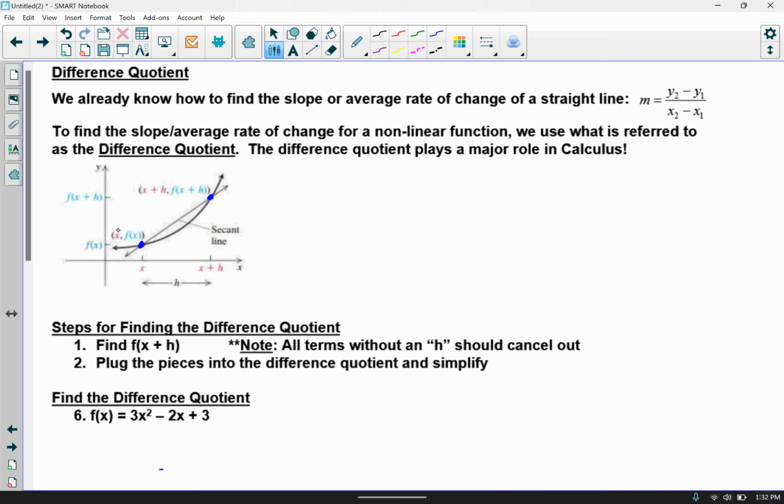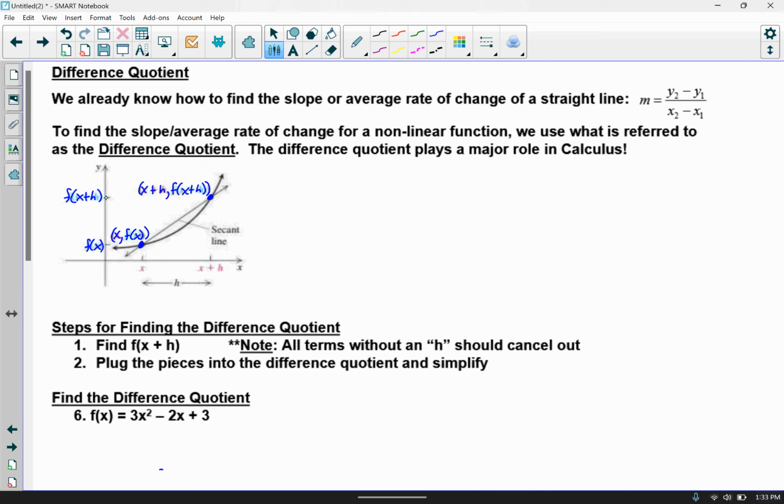Hopefully you can read that graphic here very well, but if not, I'm going to go ahead and write them in here. I'm going to call this first ordered pair down here at the bottom x comma f of x. And then the second ordered pair over here on the right, I have gone to the right h units, so its x value is x plus h, and then its y value would be f evaluated at x plus h. So they're telling us here that this is f of x, and this up here is f of x plus h. Okay.